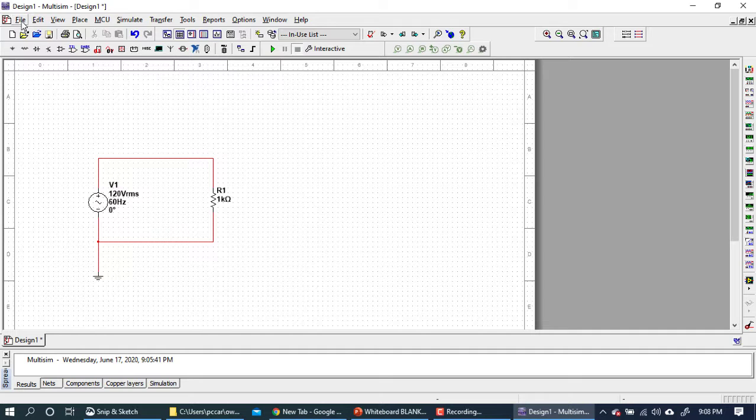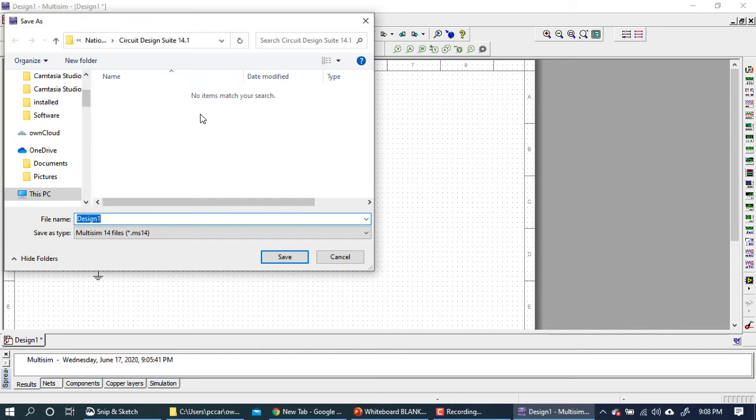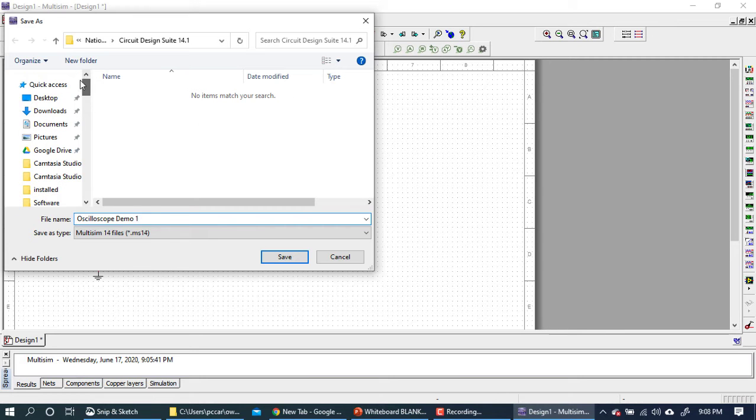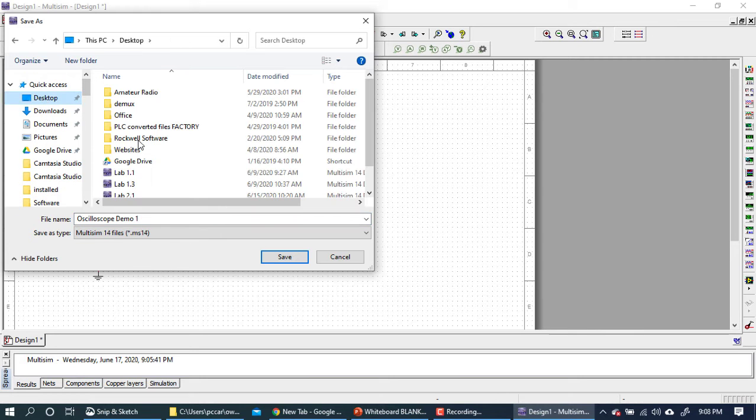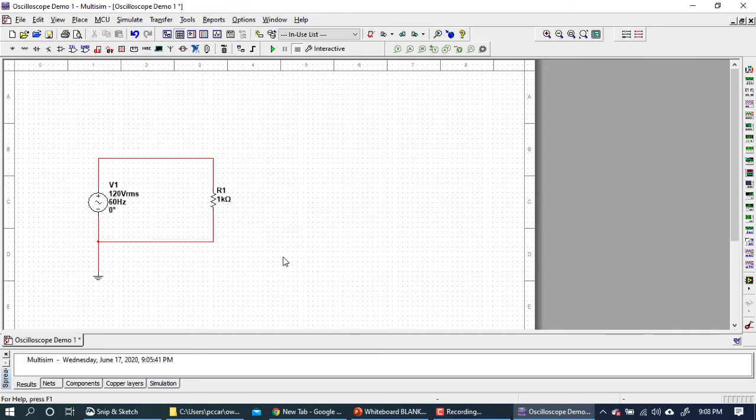And before I get too far, I'm going to save this. I'm going to call it Oscilloscope Demo 1. And I'm going to make sure that I save this on the desktop and hit save. And I'll put this in Moodle for you guys as well, so you'll have it if you want to open this up and play around with this circuit and using the oscilloscope as well.